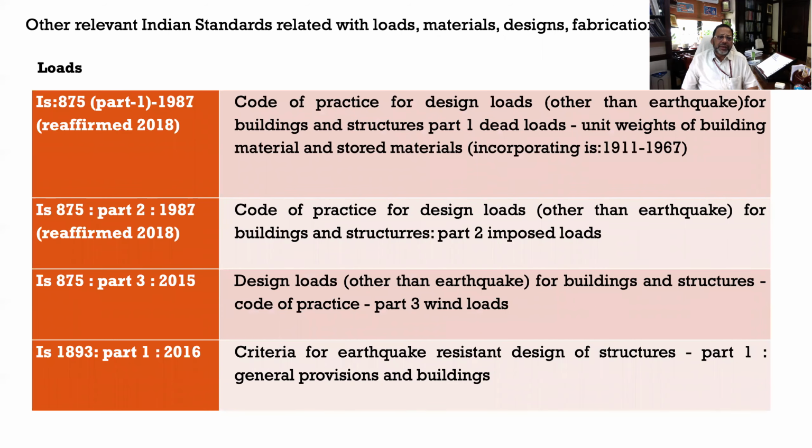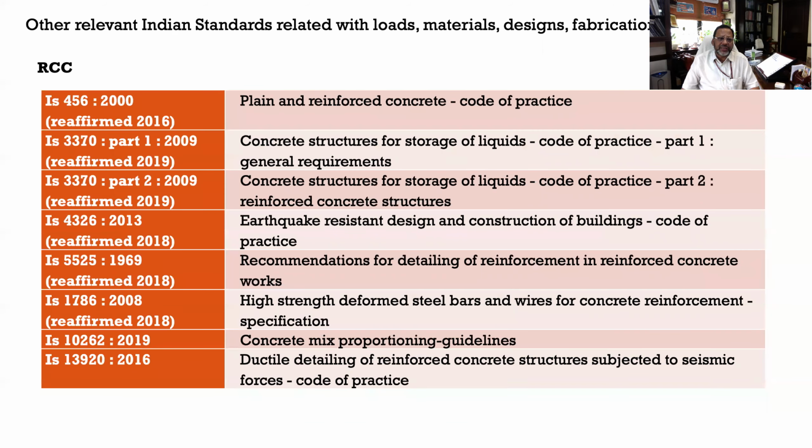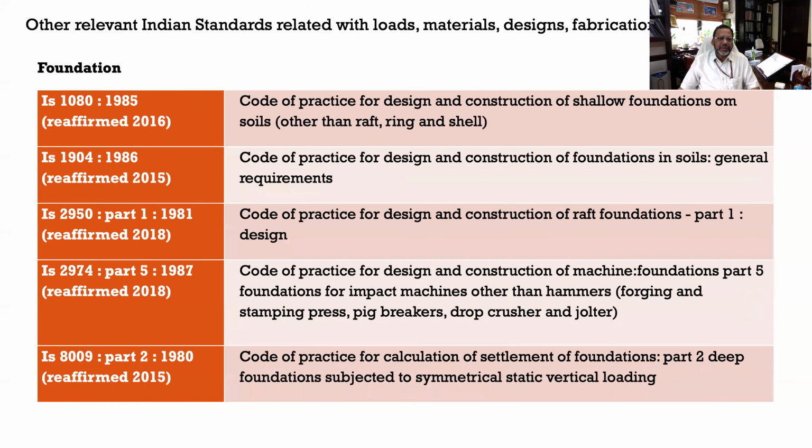Just to give you a list of the codes, for loads there is IS 875, which comes in part 1 to part 5, and for earthquake loads there is code 1893. Then for RCC, there are a whole lot of codes available. IS 456 is the most important code, and suppose you want to do concrete mix proportioning, then 10262 is the code for concrete mix.